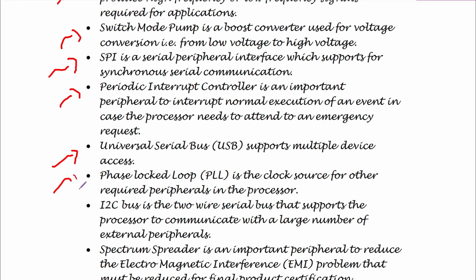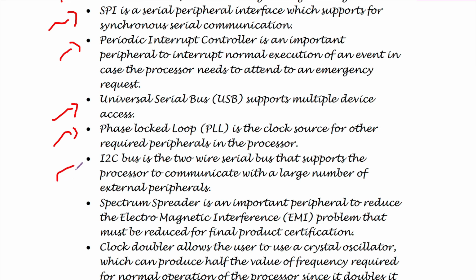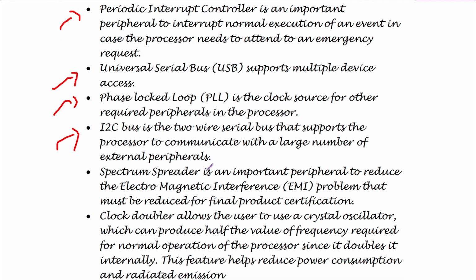Phase lock loop PLL is also present, and it is a clock source for different peripherals. So आपका एक frequency oscillator present रहता है microcontroller में, and using PLL you can modify those default frequencies into some other frequencies as and when required by the peripherals. I2C again, this also we have studied in detail. Two-wire protocol that supports serial communication, and processor uses it to communicate with different number of external peripherals.